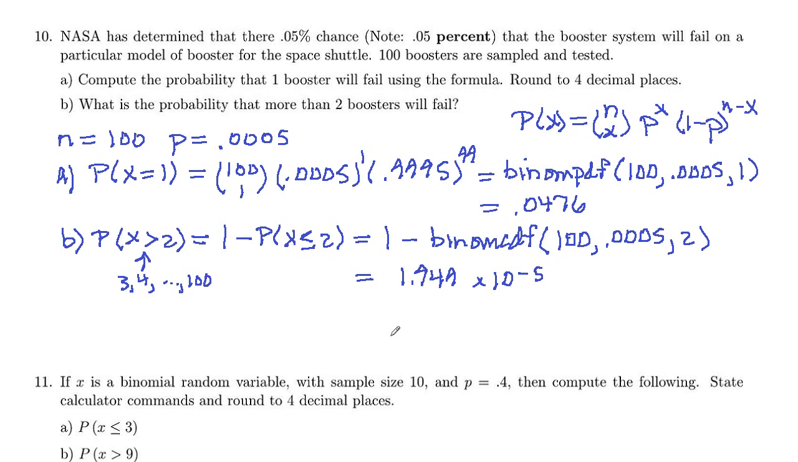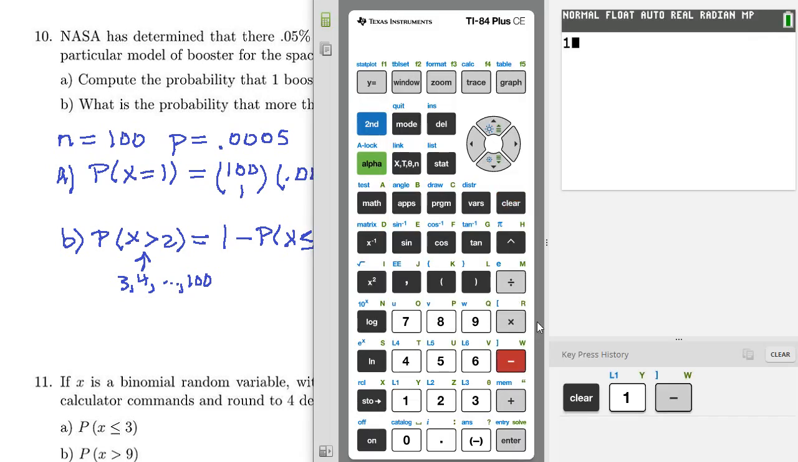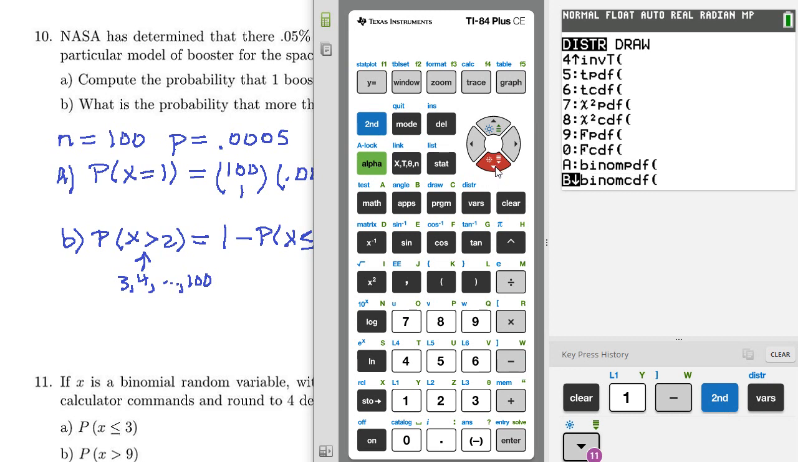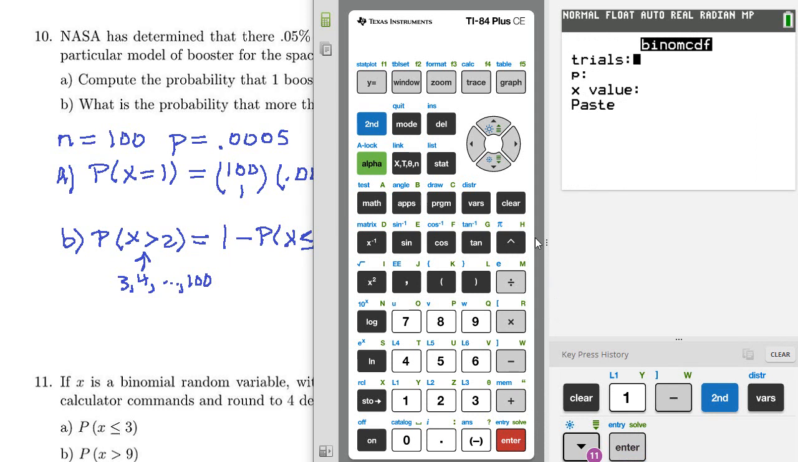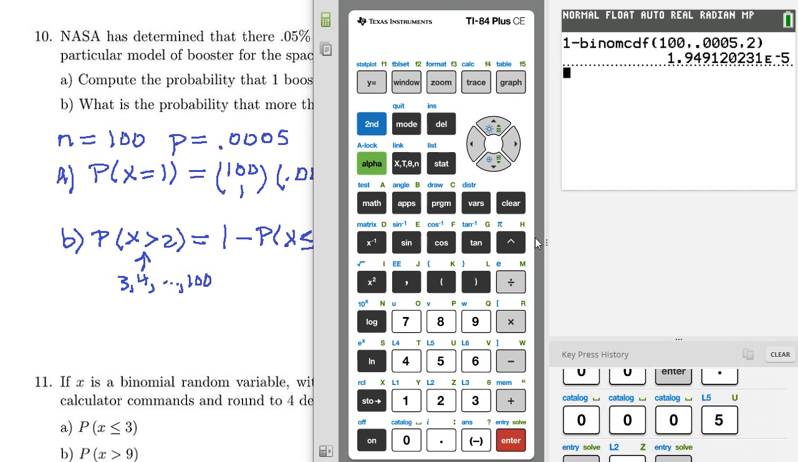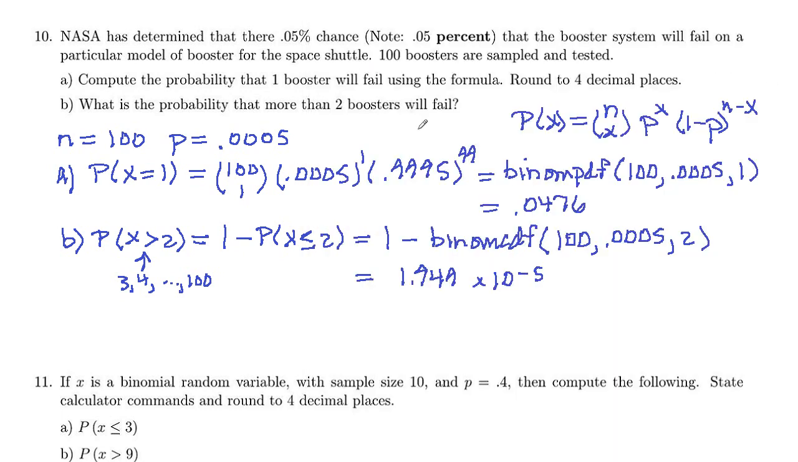So, let's enter that one in just for practice. So 1 minus, and then we press second variables, and then binom CDF. Scroll down. Binom CDF there. N is 100, P is 0.0005, and X is 2. Paste it, and there's our 1.949 times 10 to the negative 5th.